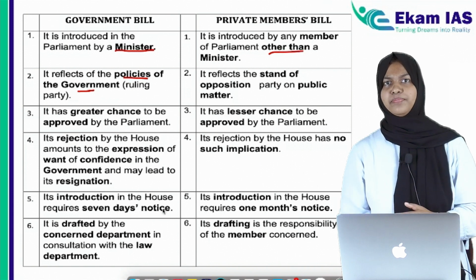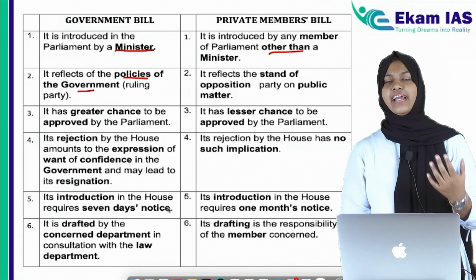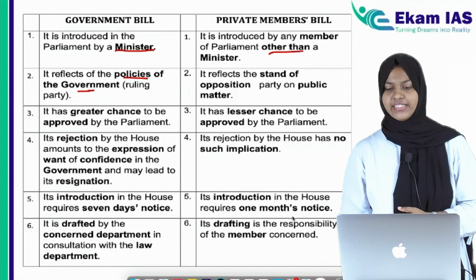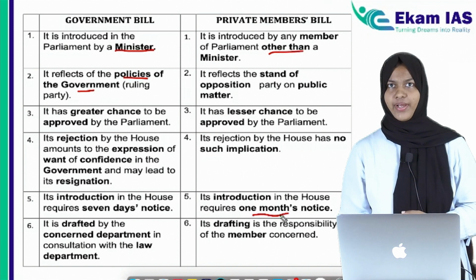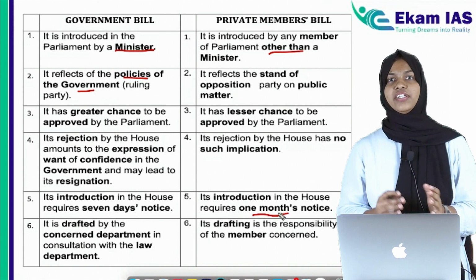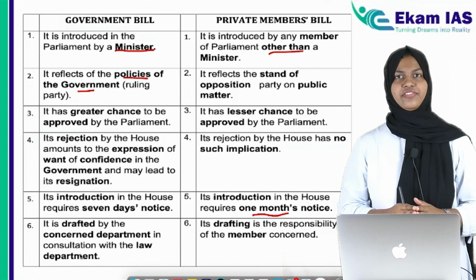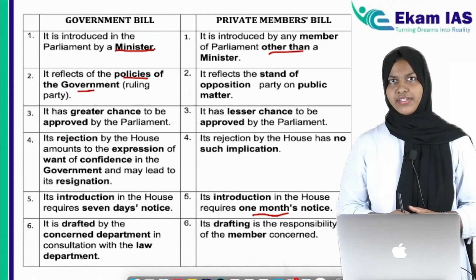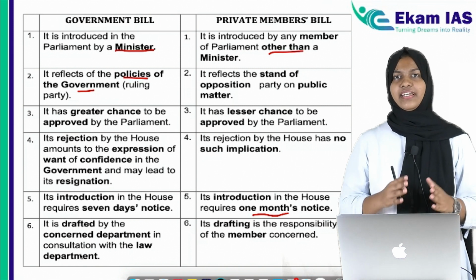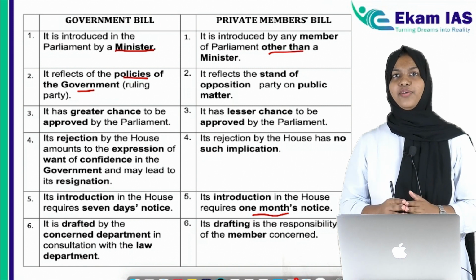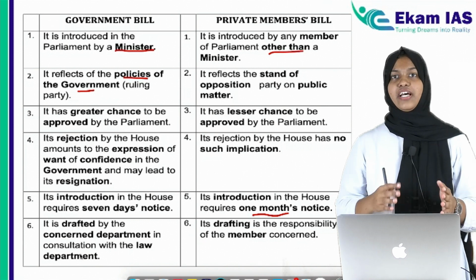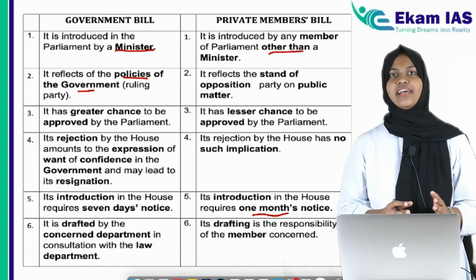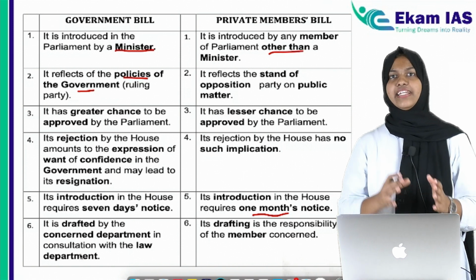And in case of a government bill, before introducing it in the house, it has to be notified 7 days before. And in case of a private member bill, a 1 month notice is required before introducing it in the parliament. The government bill will be drafted by the department concerned in consultation with the law department, whereas in case of private members, the individual member concerned will draft that particular law. The drafting of the bill is the responsibility of that particular member concerned. So these are the major differences between a government bill and a private member bill.